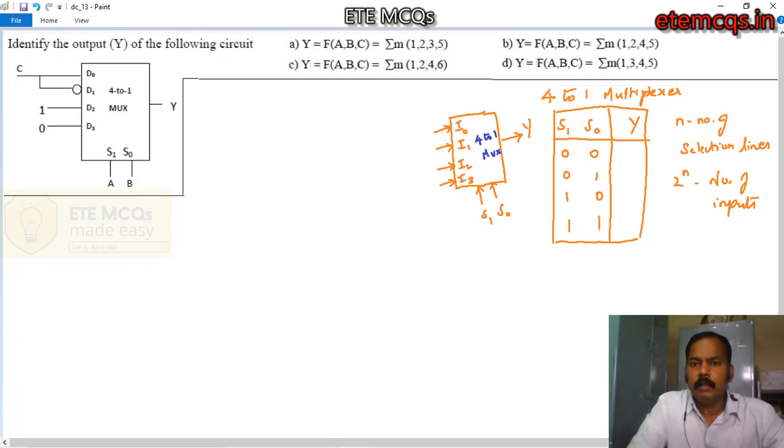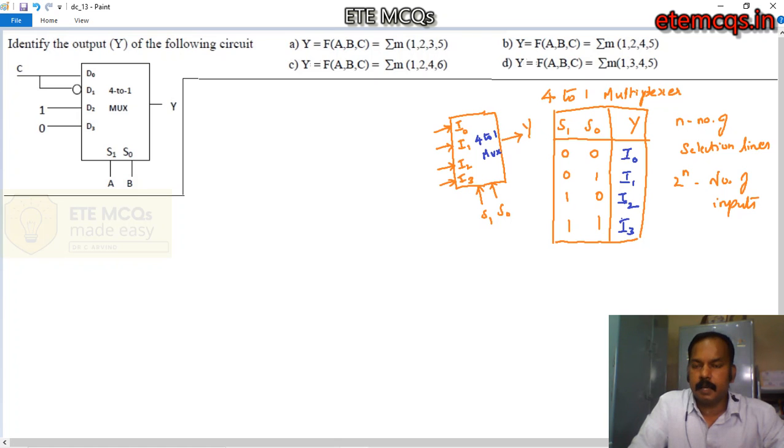Now for the 0 0 combination, I0 should appear at the output, only then is the functionality of the multiplexer justified. For 0 1, I1 is produced at the output. For 1 0, the input I2 is passed on to the output, and for 1 1, the input I3 is passed on to the output.